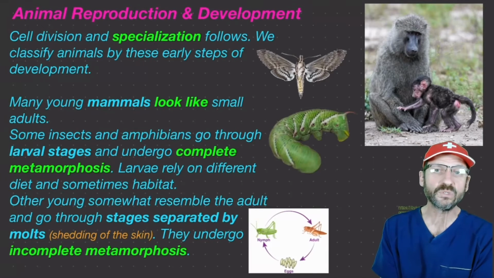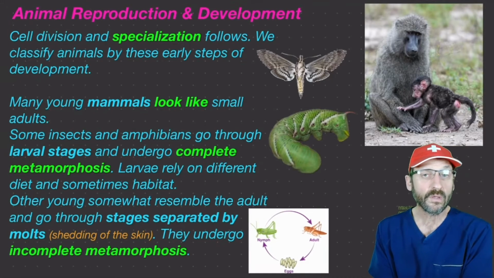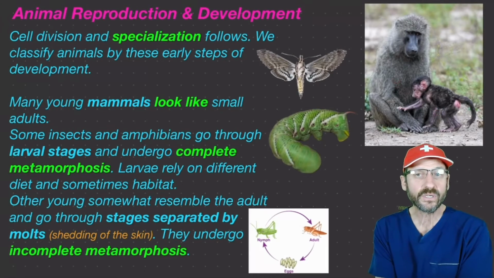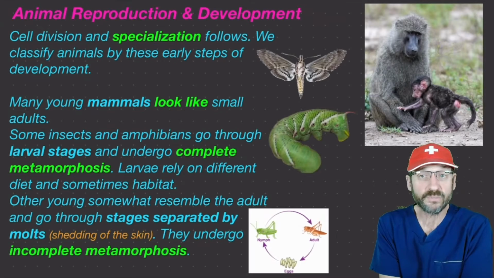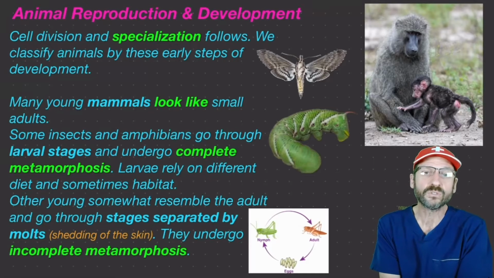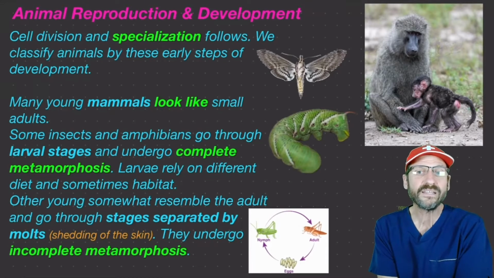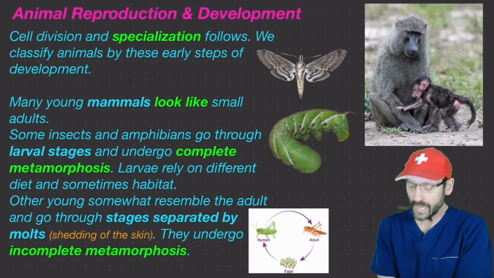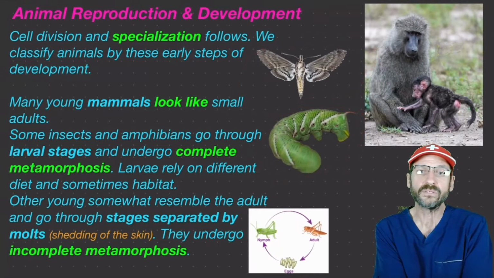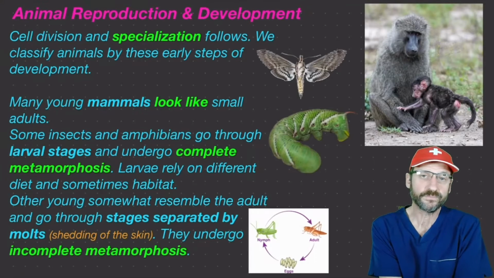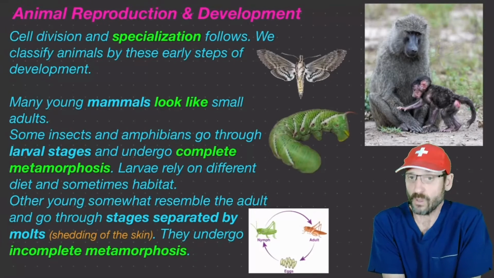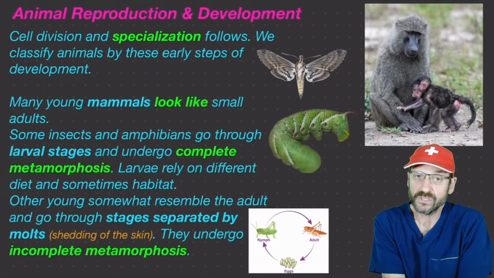We classify animals by these early steps of development. Many animals, like you can see here, the monkey, the young one look similar to the adults, like small adults. But then we have some insects and amphibians that go through larval stages and undergo what we call a complete metamorphosis. We see here the larvae, and then the adult organism. What's interesting is that the larvae and the adults rely on different, sometimes habitat, but certainly different diets.